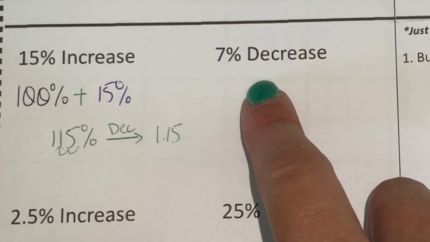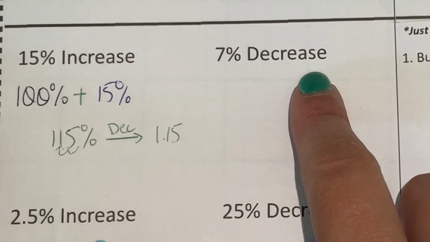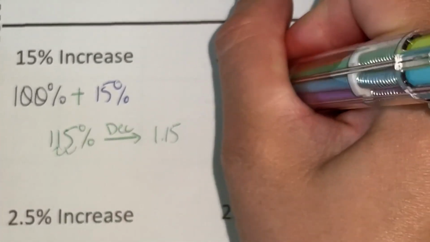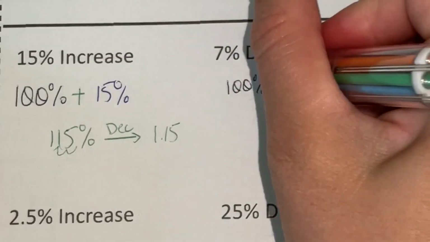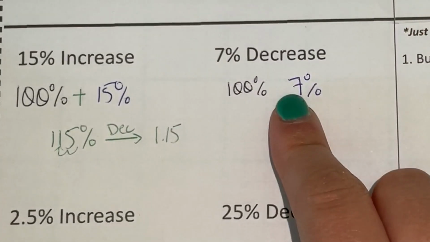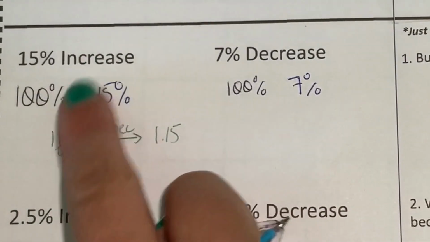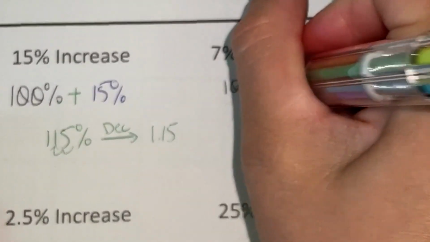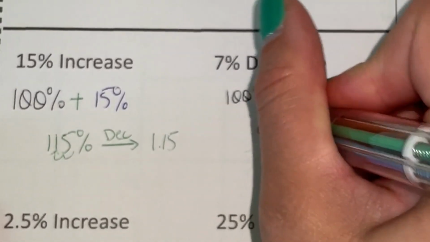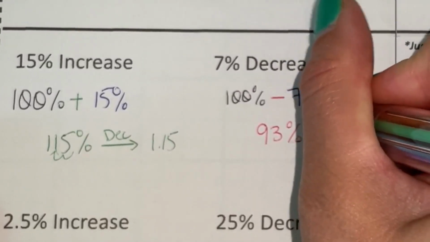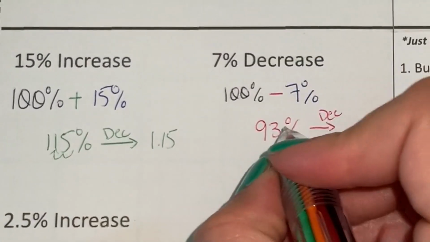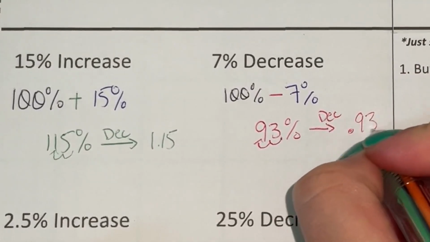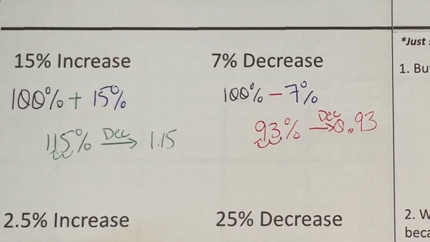The next one is a 7% decrease, okay? So once again, we're still going to have that 100% because you always start with 100% of whatever you got. And this time we had 7%. Now if we're decreasing, what do you think we're going to do? Now remember, with increasing, we added. So if you're decreasing, what do you think you're going to do? You're going to subtract. So that gives you 93%. And again, we want to change that to a decimal once we have that done. And just like last time, start in the back, 1, 2 to the left. So this is going to be 0.93 as a decimal.